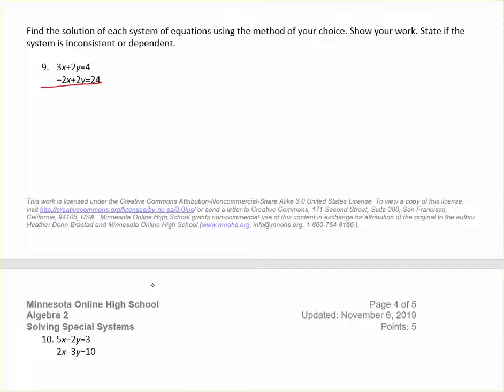So this one is set up for elimination. Remember elimination? We have a plus 2y and a plus 2y. Oh, it's almost set up. It's not quite. Let's multiply everything on the bottom by negative 1. That way, I would have negative 1 times negative 2x, that's a positive 2x. Then I'd have negative 1 times 2y is minus 2y. And then don't forget to do the other side. 24 times negative 1 is minus 24. And the top equation I'm not going to change. I'm just going to rewrite it.